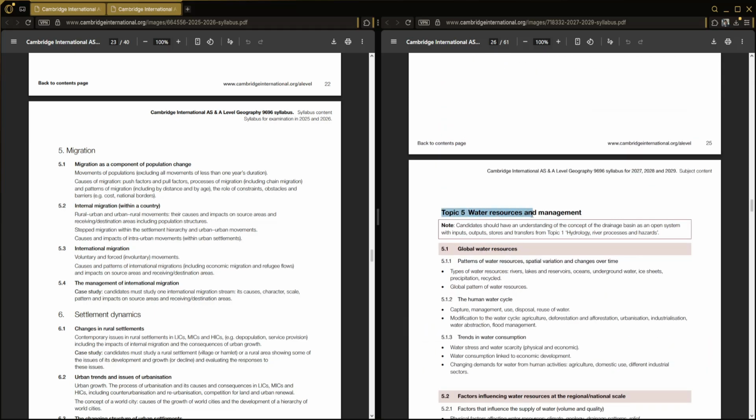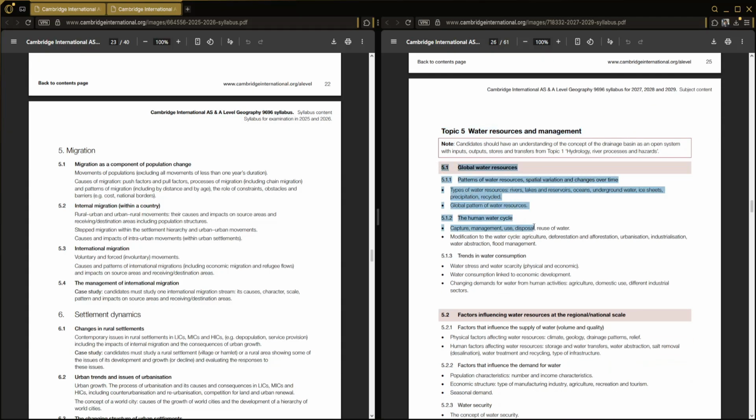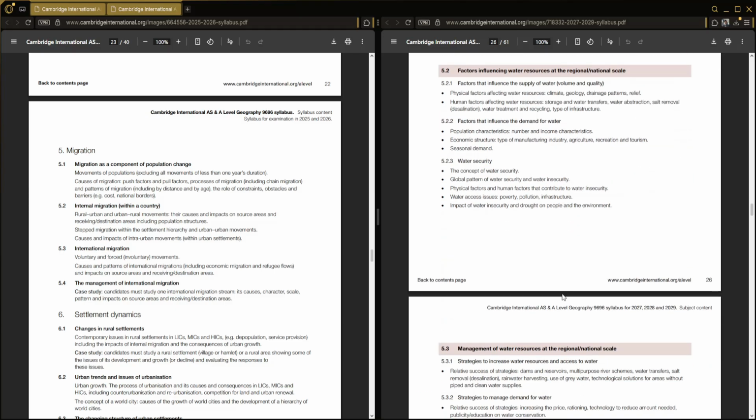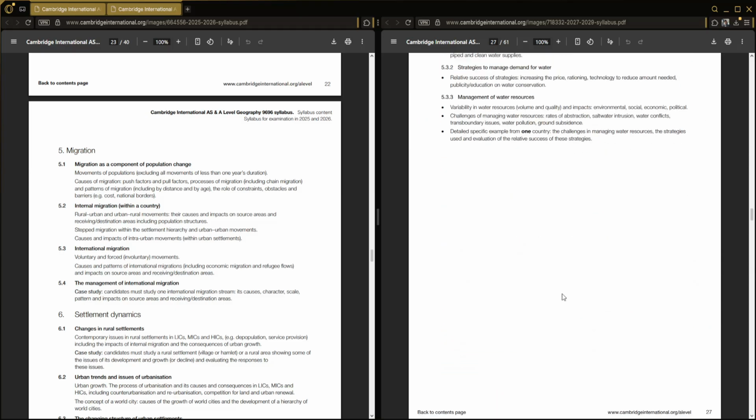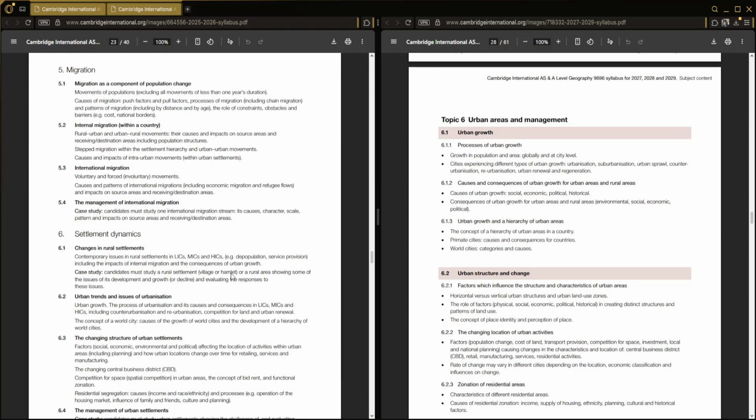So for topic 5, water resources and management, it is a new topic. It can seem frightening, but when you look at the ins and outs of it, it's not a lot, and I'm sure anyone can crush this topic because it is a bit of common sense as well. Now let's move on to topic 6.